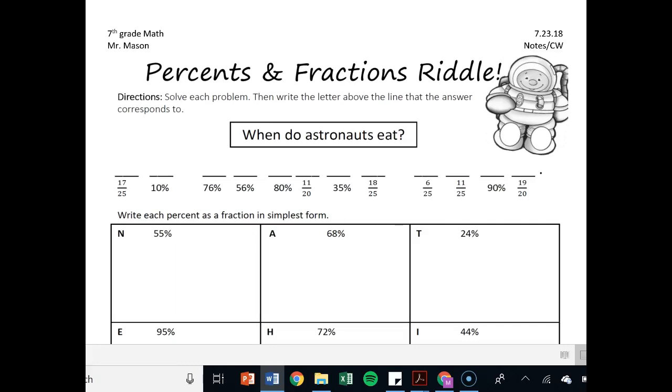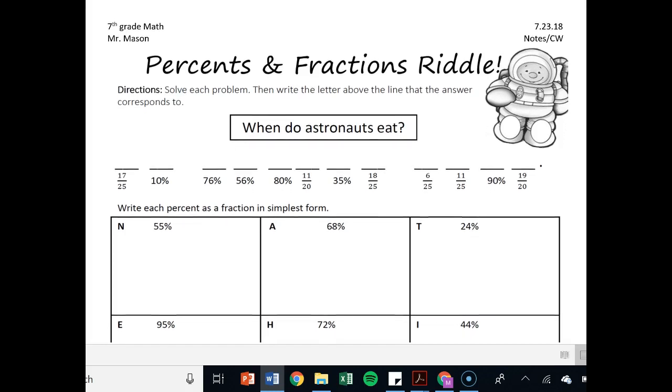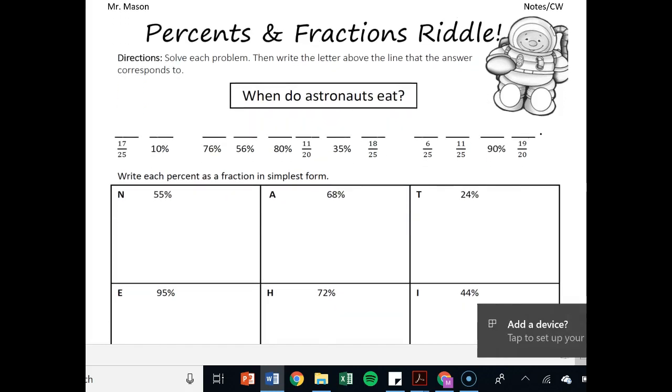Remember, whatever I write down in the video, you will write down in your paper. Anything I don't finish, you will finish. So right here it says percents and fractions riddle. It says solve each problem, then write the letter above the line that the answer corresponds to.